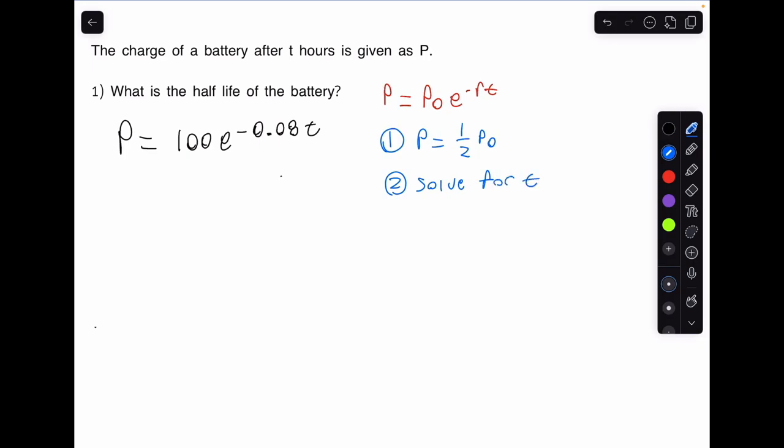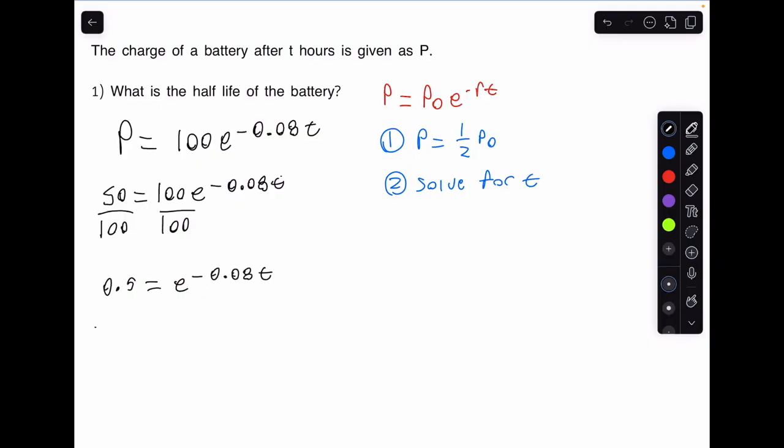So in our question, what is P0? P0 is 100. So let's replace P with 1/2 of 100, which is 50. So 50 is equal to 100 e to the negative 0.08t. Step 2 is to just solve for t. So let's divide out 100. So we get 0.5 on the left side. On the right side, we're left with e to the negative 0.08t.